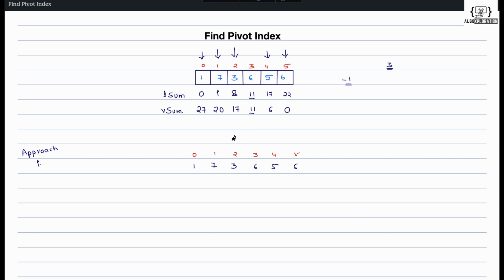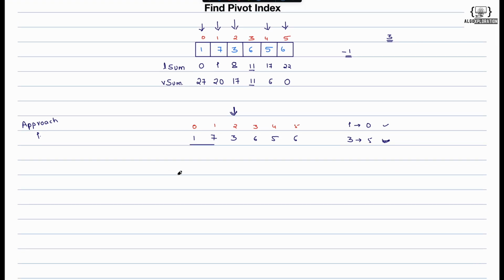If you're standing here, calculate the left sum. Here the index is 2, so start from 1 and go till 0. Now if you want to calculate the right sum, then since we are standing at index 2, start from 3 and go till the last index, that is 5. So here we will have two for loops for calculating the left sum and right sum. So the code will look like this.